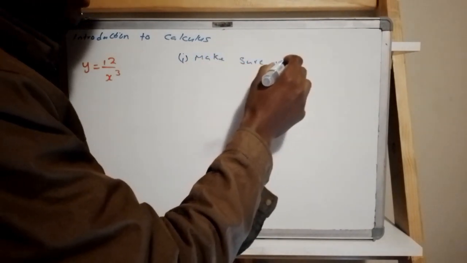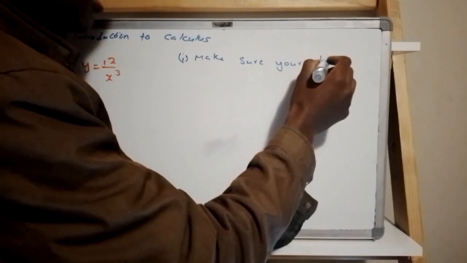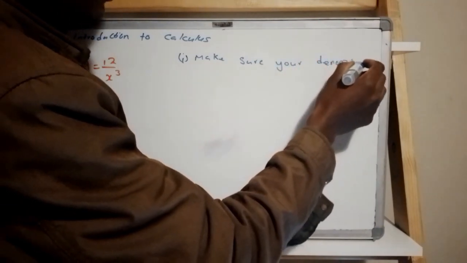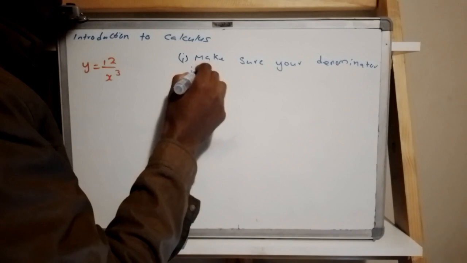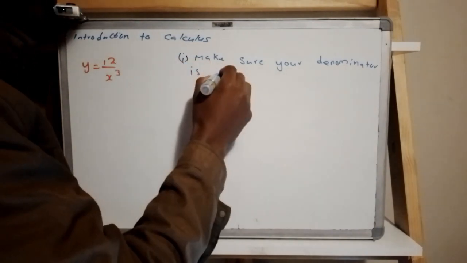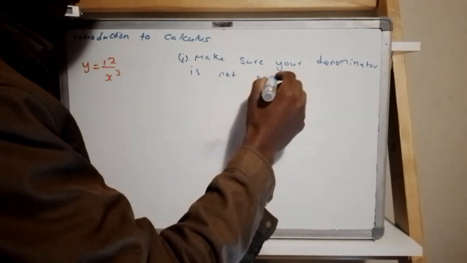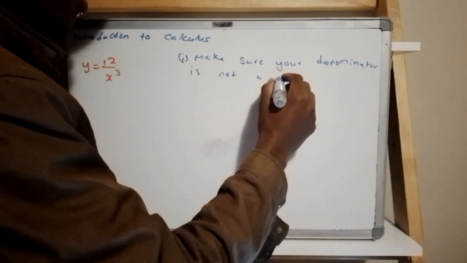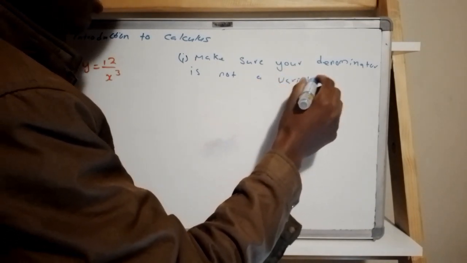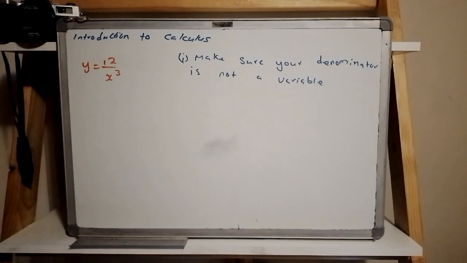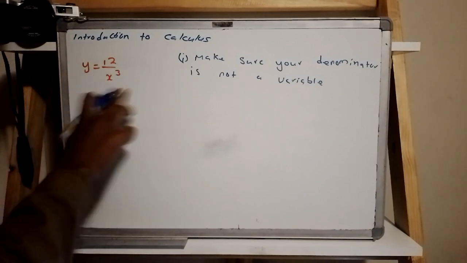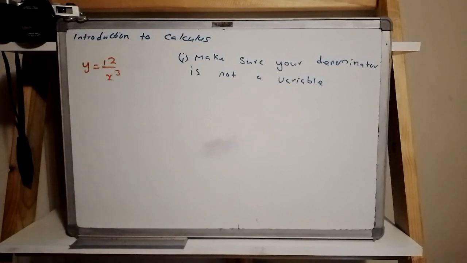Make sure your denominator is not a variable. What does that mean? Make sure your denominator does not have any alphabet. There must not be any alphabet. Can be x, can be z. Change that. Once you change that, then you are fine.